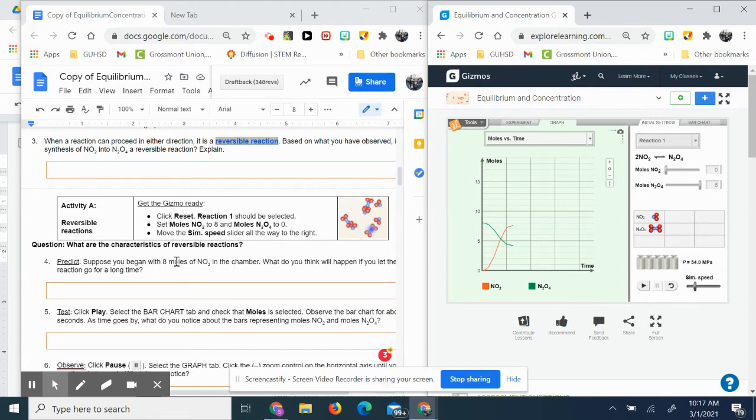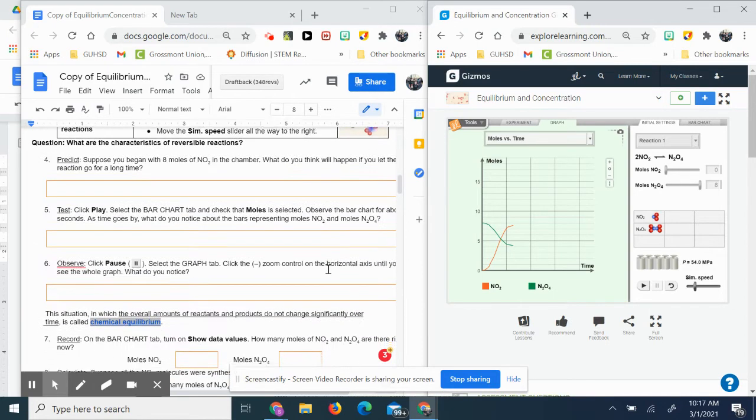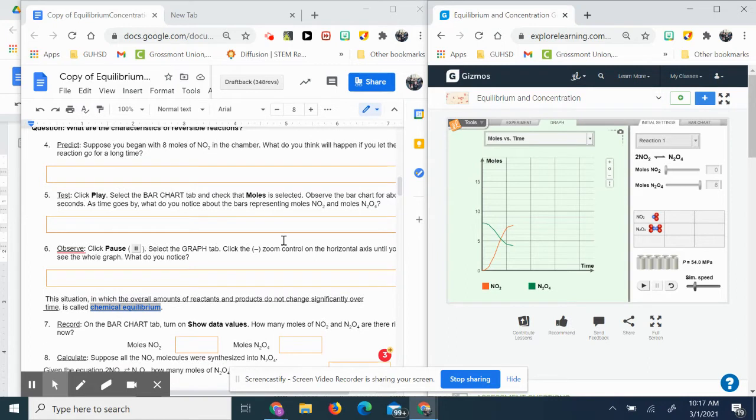Suppose you begin with 8 moles of NO2 in the chamber. What do you think is going to happen? Go ahead and hit play and see what actually happens, okay? And then right here, we're going to talk about chemical equilibrium.